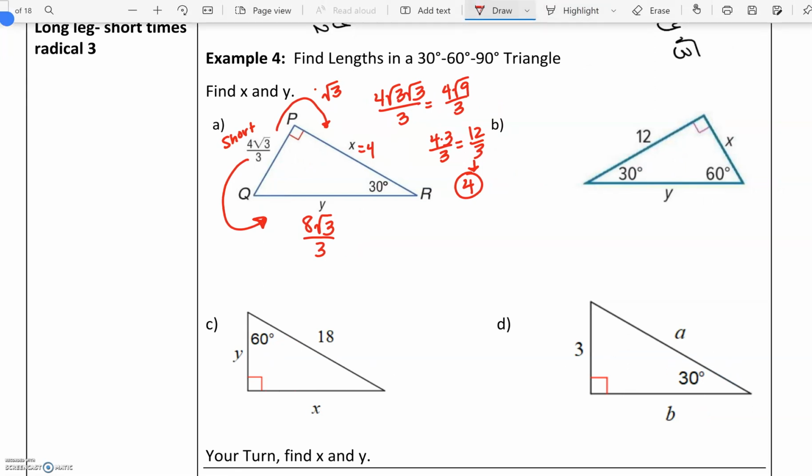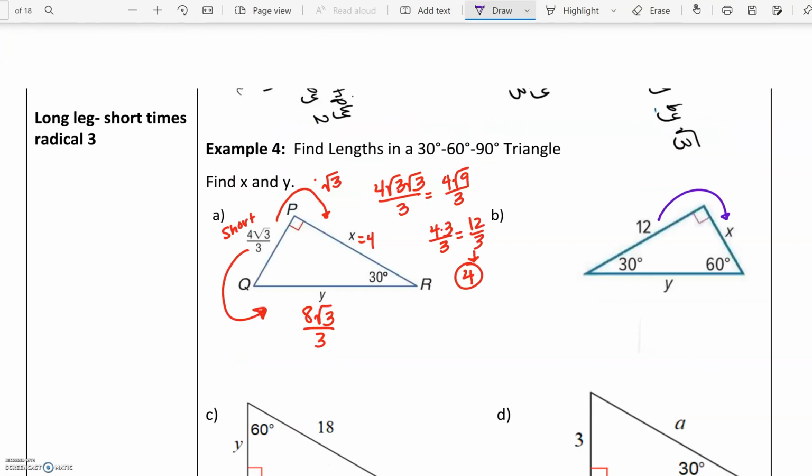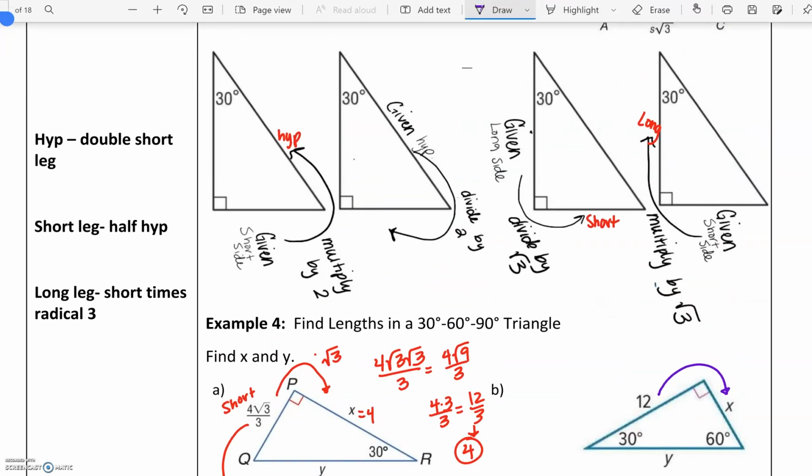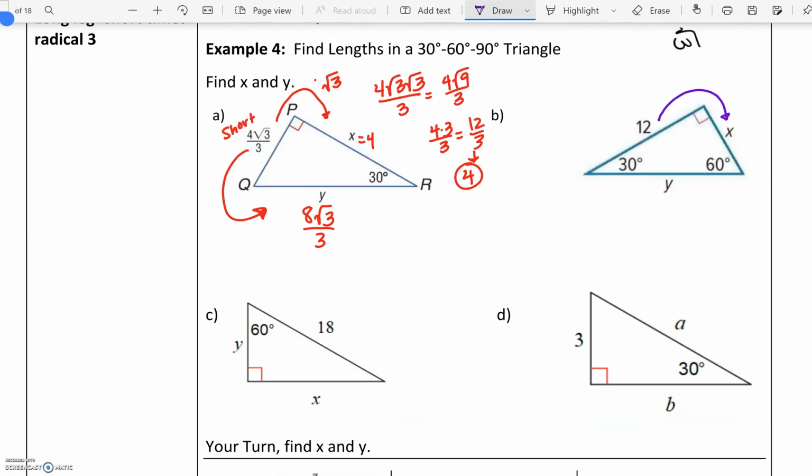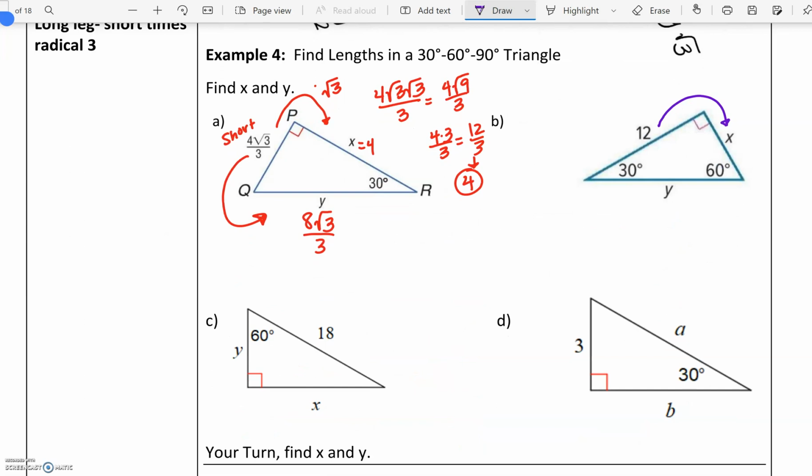Starting off with kind of a tricky one. All right, so then long to short. So you can come back up here and you go, okay, they're giving me the long side. The short side, I'm going to divide by radical 3. So I'm going to take 12 and divide by radical 3, which I'm going to again have to rationalize. So 12 radical 3 over square root of 9, which is 3. So if you want to just go ahead and make that a 3. And then 12 over 3 is 4 radical 3.